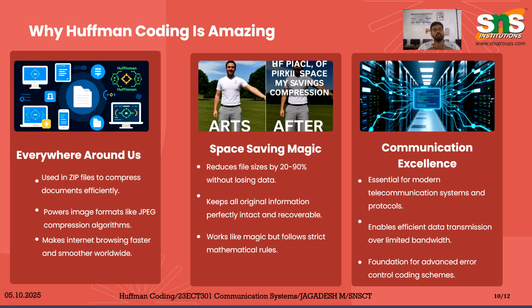And why is Huffman coding amazing? That means it is everywhere around us. Used in zip files and image formats like the JPEG compression algorithm, it makes internet browsing faster and smoother. And space-saving magic: as I said, it compresses the data between 20 to 90 percent without losing data, so that saves a lot of space and keeps all the original data. It works like magic but follows strict mathematical rules. And communication excellence: essential for modern telecommunication systems, it enables efficient data transmission over limited bandwidth.